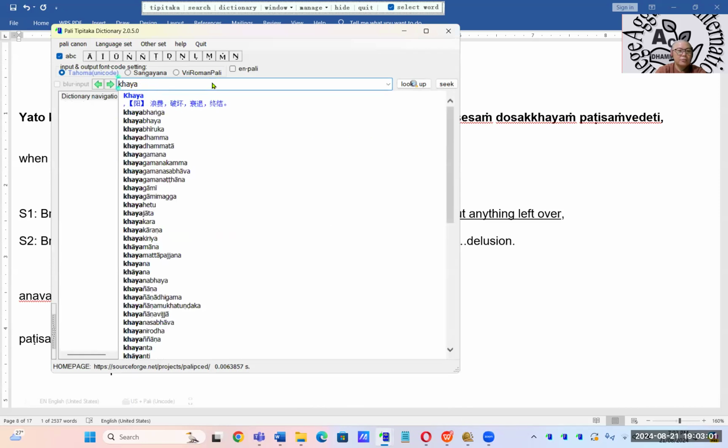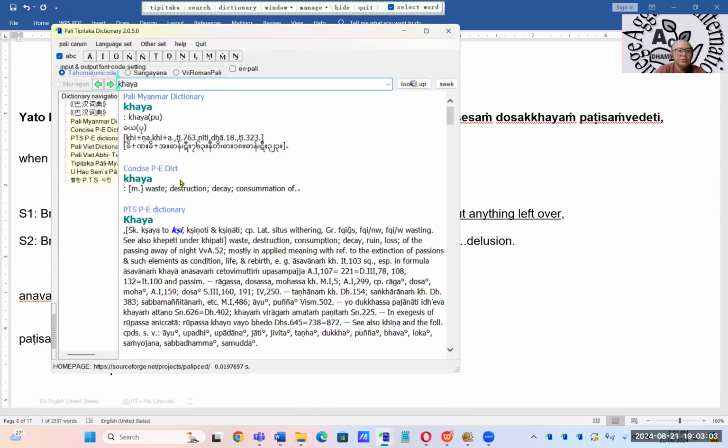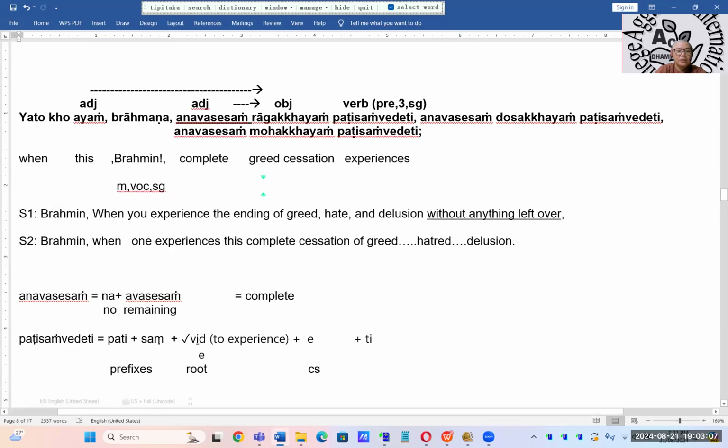Yeah, I think it should be masculine. Yeah, masculine. All right, so M. Since it's an object, it must be accusative singular, right? And then this is a verb already. We know the meaning already. Okay. So any question about this? The sentence is actually very simple.